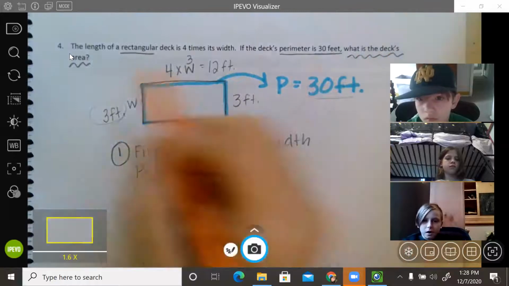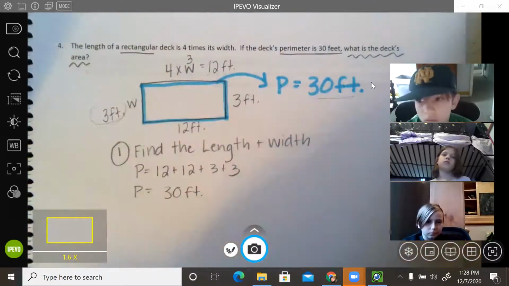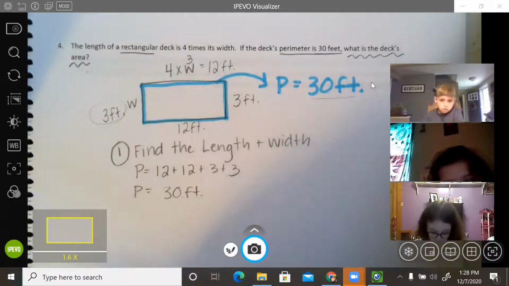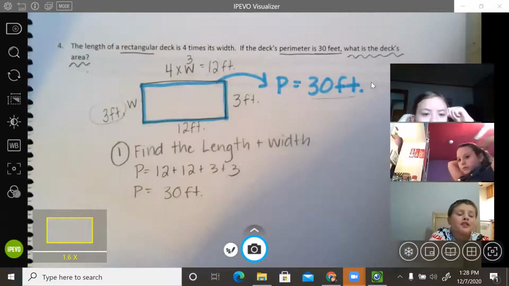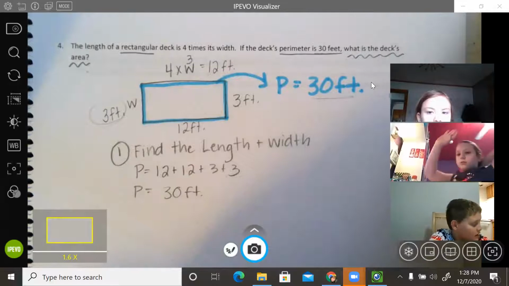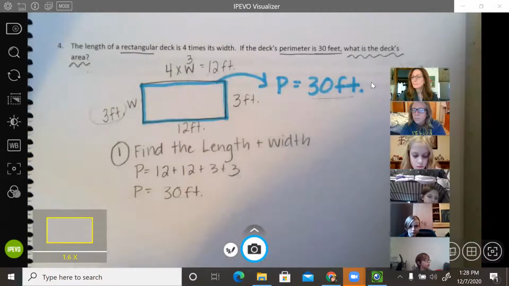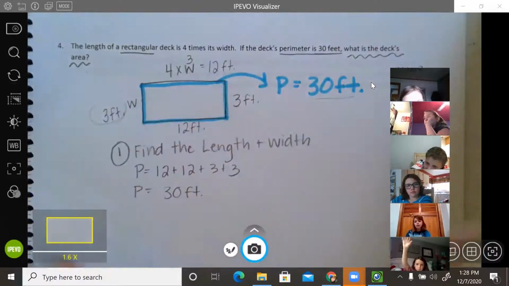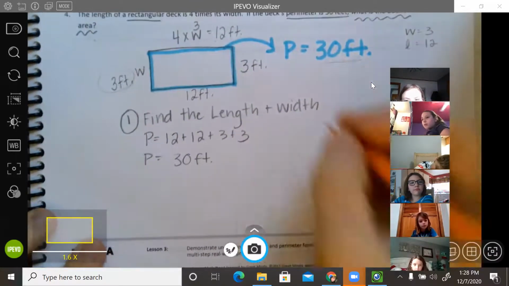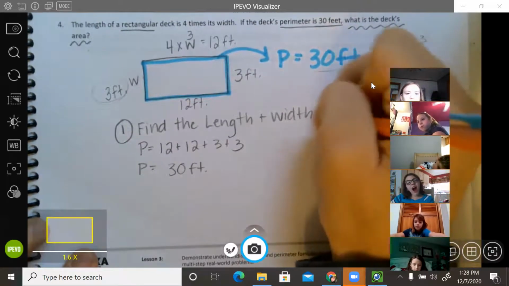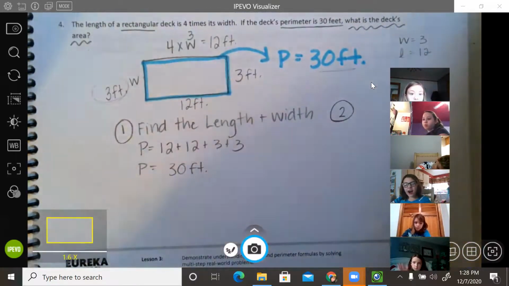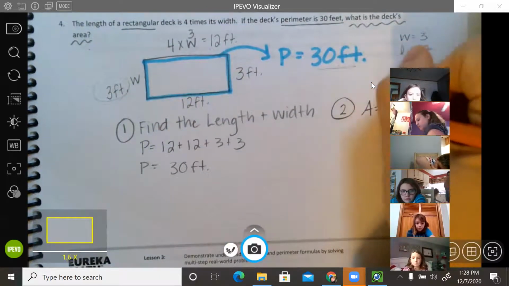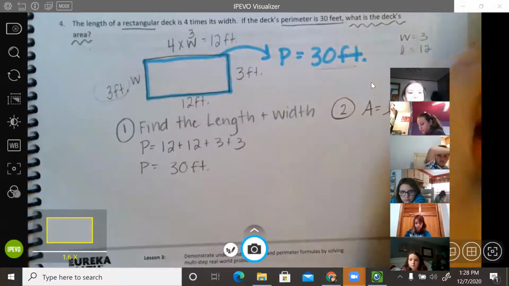What is the deck's area? So to find the area, what do I need to use? What's the formula for finding area? Let's see, what's the formula? Sunny? 3 times 12. Oh, that's not a formula. Those are numbers. A length formula. Length times width. There you go. So I have area equals length times width.